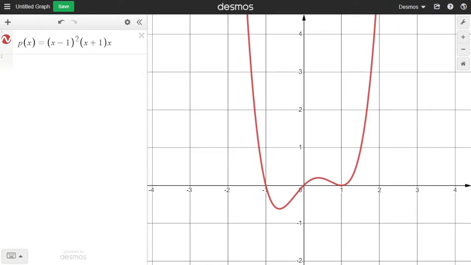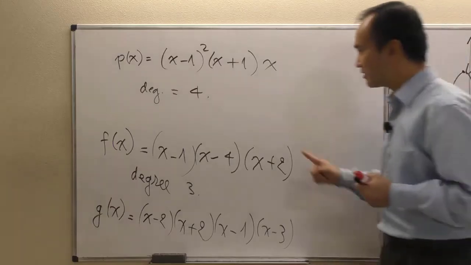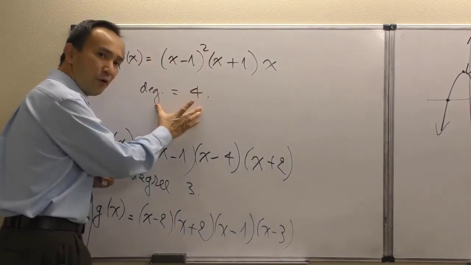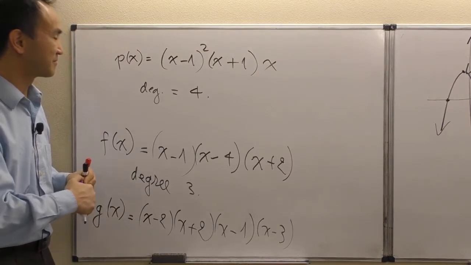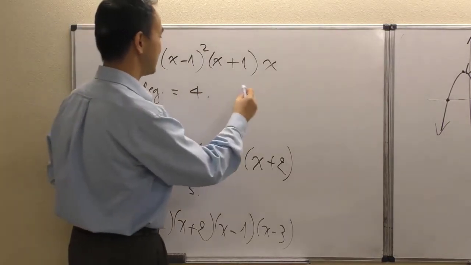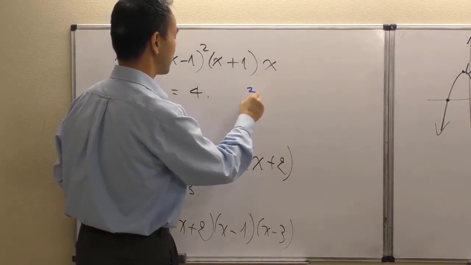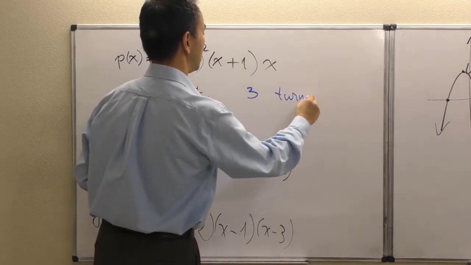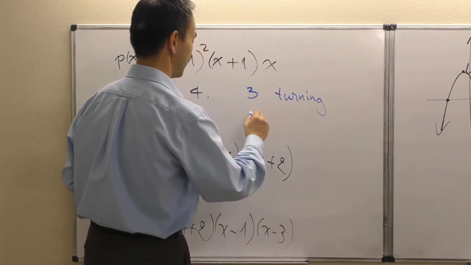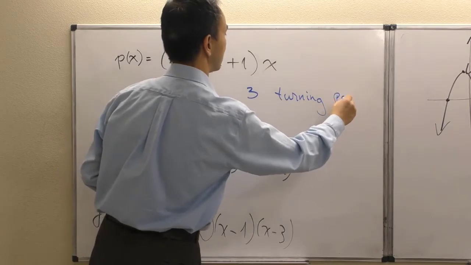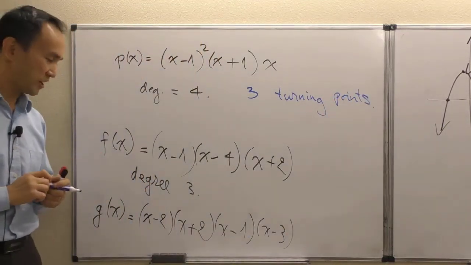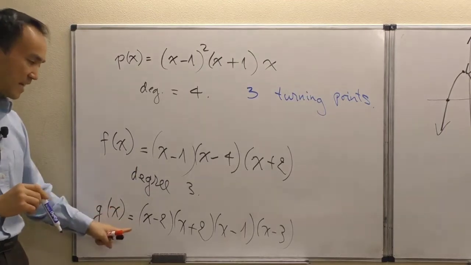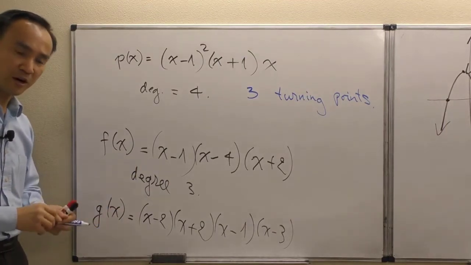All right, so now let's make a note of that. This polynomial has degree 4, and it had 3 turning points. That one has 3 turning points. And then let's look at another fourth degree polynomial right here.